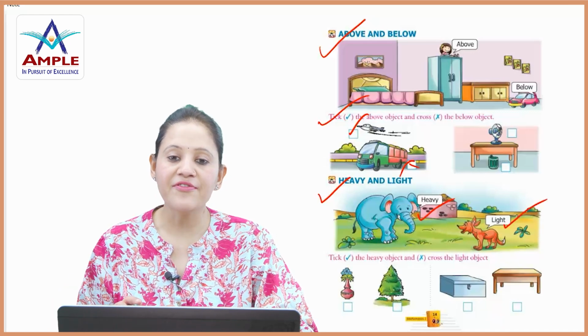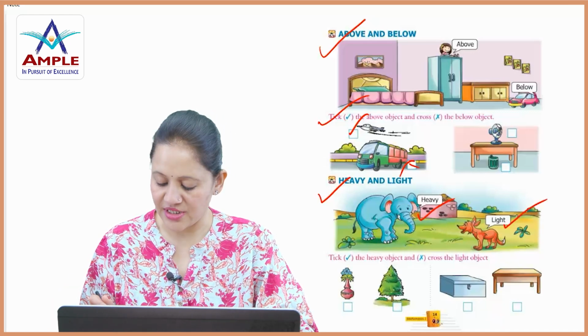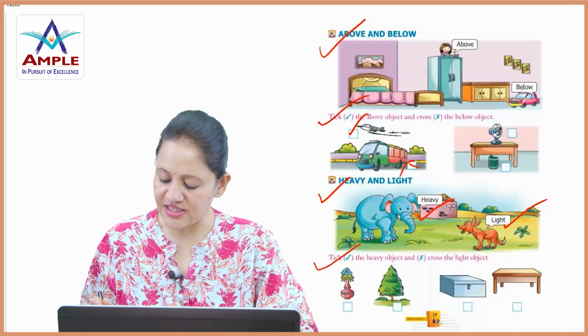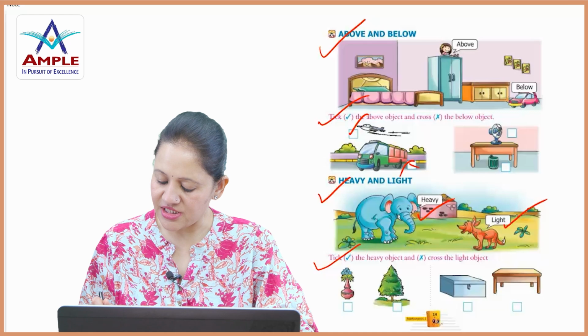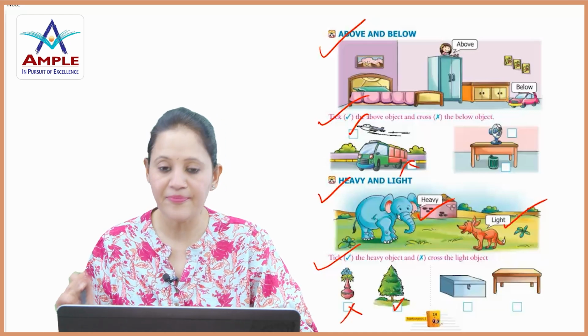Next, take the heavy object and cross the light object. So, obviously, this one will be heavier than this one. The tree will be heavier. So, this is heavy and this is light. So, we'll cross it. Clear?